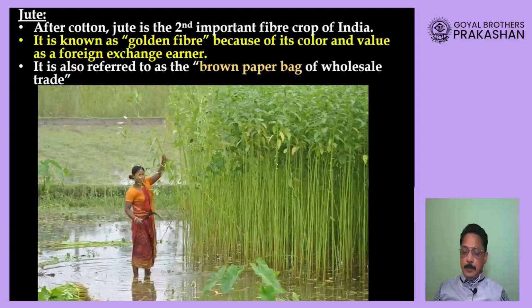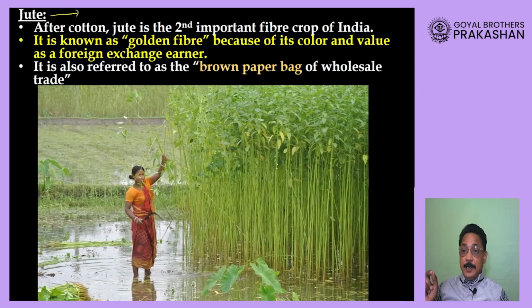Okay, then the next crop now is jute. Now jute is the second most important fiber crop. It is the second most important fiber crop in our country. Now please remember, this jute is used to make jute fiber, which is ultimately used to make gunny sacks as well as many other articles, and by exporting it, our country gets a tremendous amount of foreign exchange.